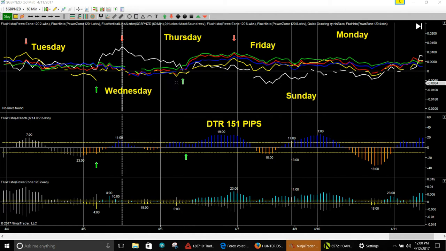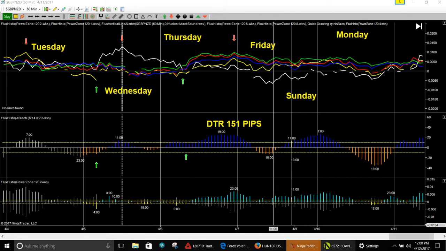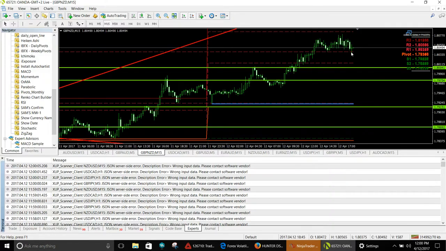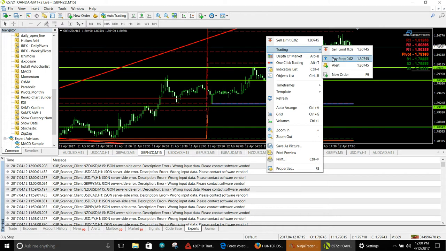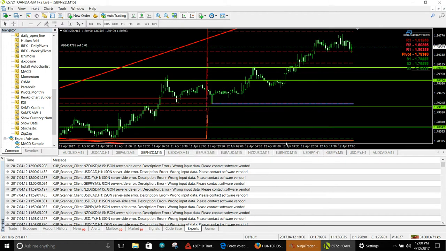There we go, traders. Now I'm going to start taking short trades on the pound New Zealand. This is what the chart looks like. So we're going to start taking short trades right now. I'm going to pause the video because I got more accounts to take shorts on.